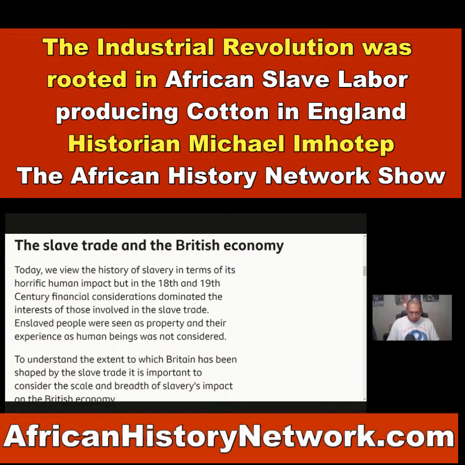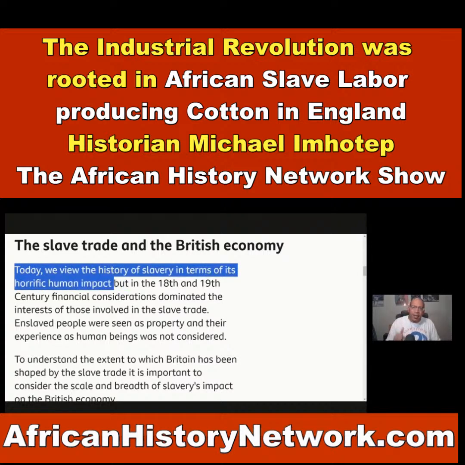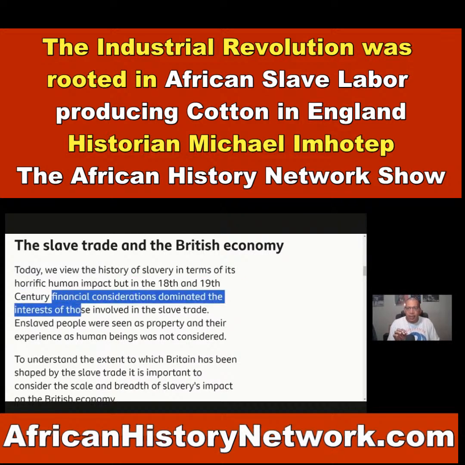Today we view the history of slavery in terms of its horrific human impact. But in the 18th and 19th century, the 1700s and 1800s, financial considerations dominated the interests of those involved in the slave trade. They didn't care about the humanity of people because they didn't think African people were human in the first place. It was all about the Benjamins, or the pounds. It was all about money.